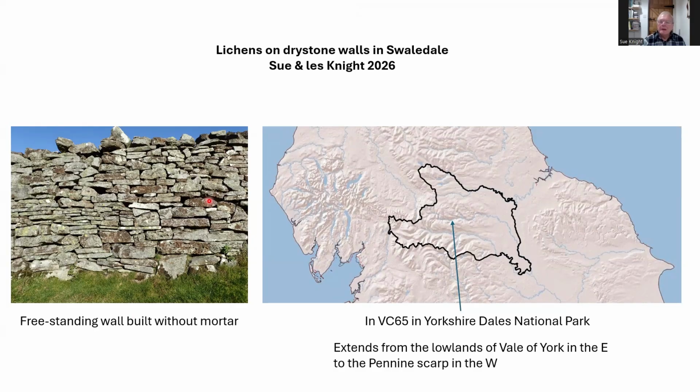farmer's field. Where's Swaledale? Swaledale is in the north of England in Vice County 65, which I've shown as a dark line here. It's the northernmost of the Yorkshire Dales and extends east from the Vale of York up to the High Pennines, where it overlooks the Vale of Eden. To the south is Wensleydale, and to the north is Teesdale.